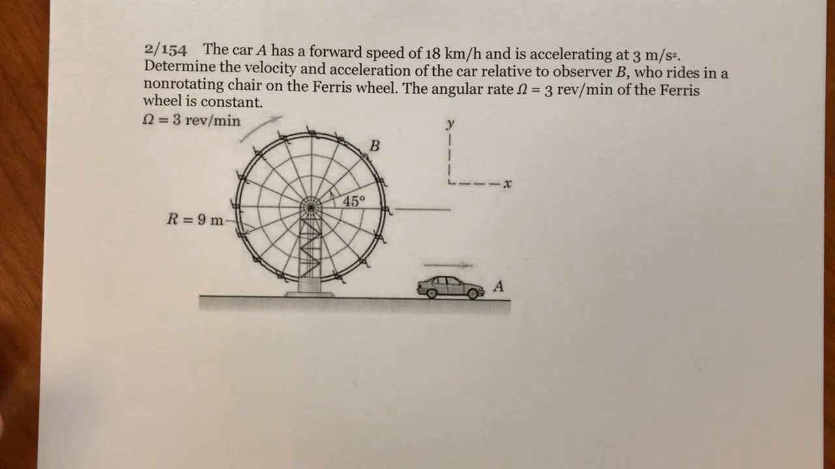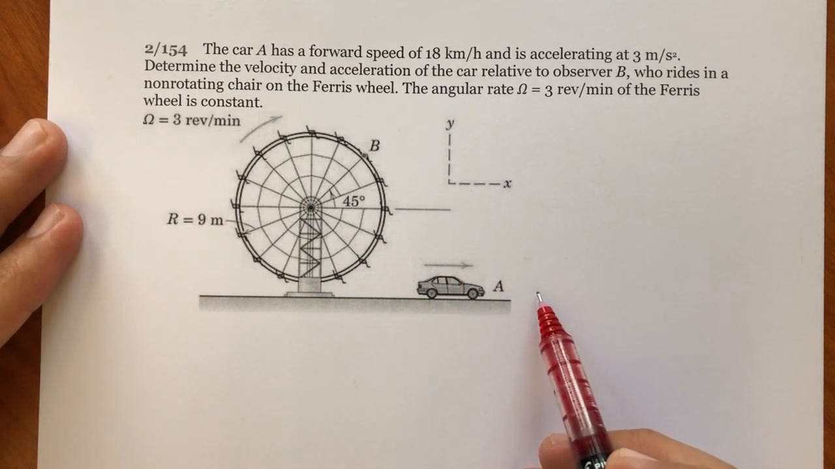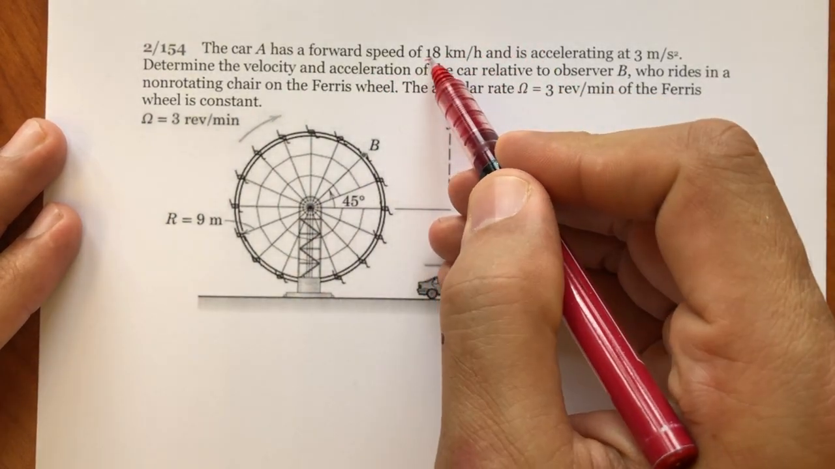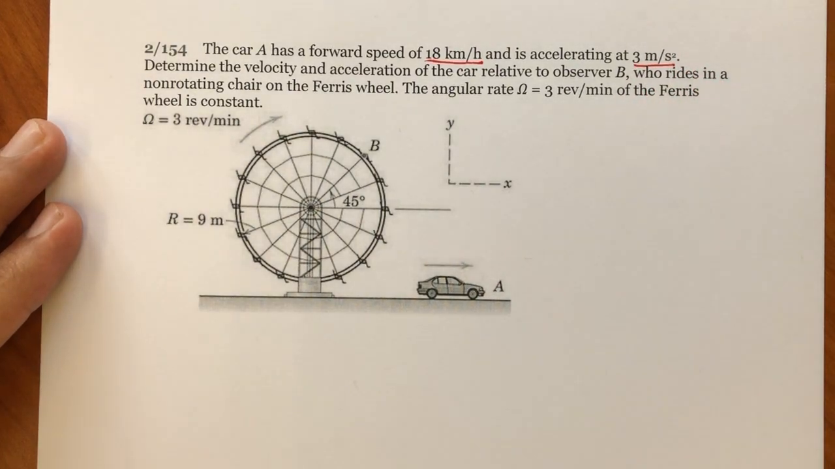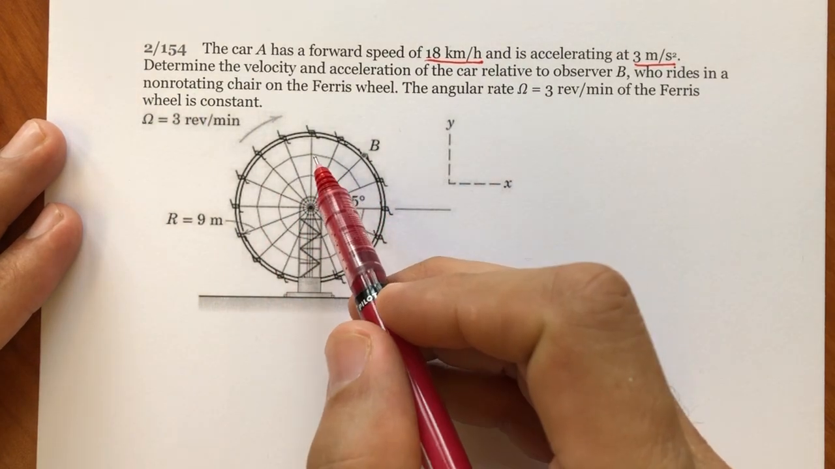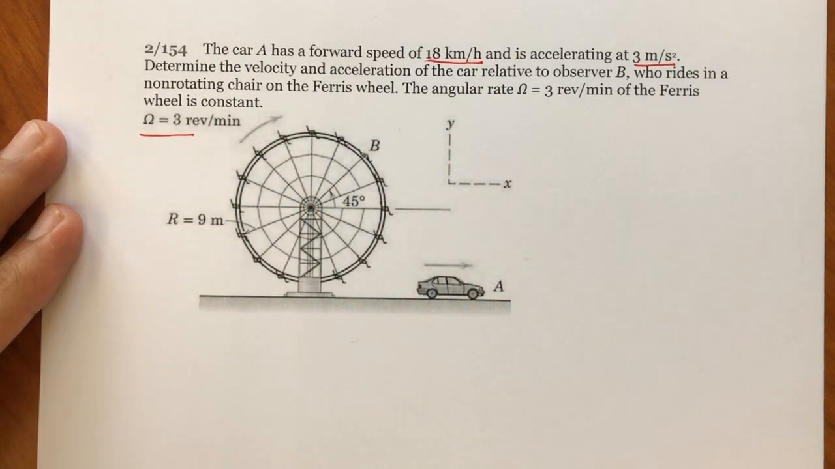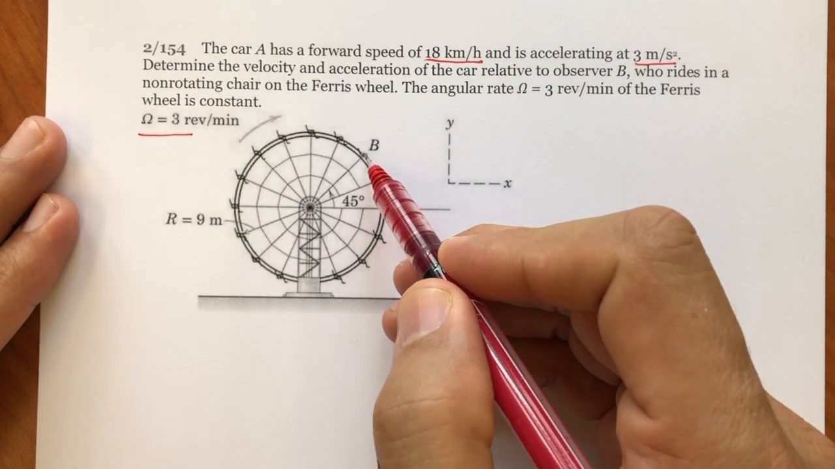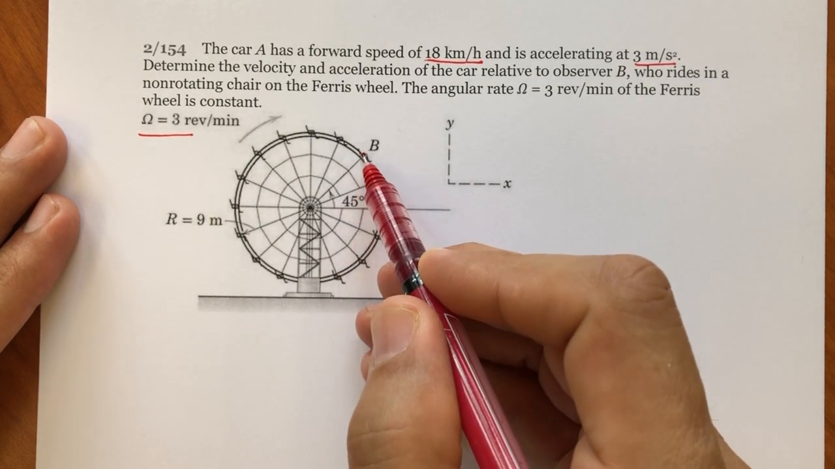In problem 154, we have this car which is moving to the right, car A, with the velocity of 18 kilometer per hour and acceleration of 3 meter per second squared. And this Ferris wheel is rotating with the constant angular velocity of 3 revolution per minute. And we have someone sitting on one of these seats at point B. This angle is 45 degree.